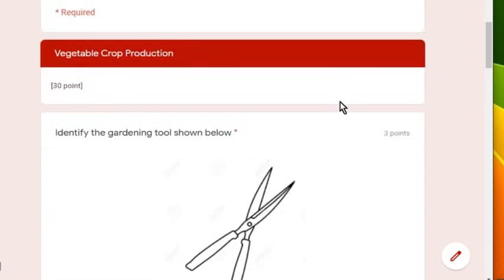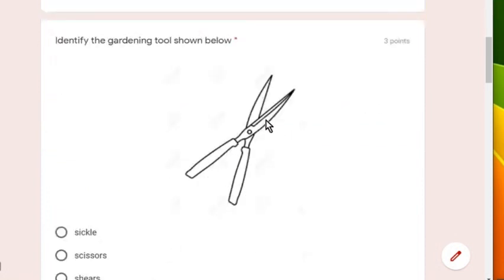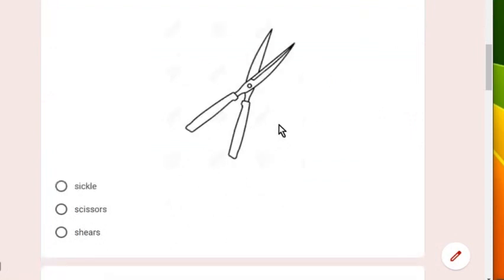Okay, question 1. Identify the gardening tool shown below. So this is a garden shears. Okay, so it's neither a sickle nor a scissors.